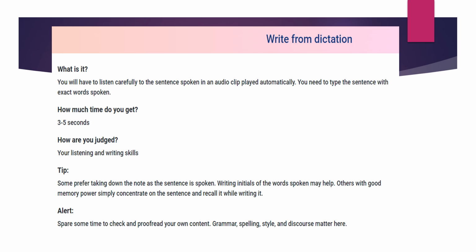And the tip is that some prefer taking down notes as the sentence is spoken. So writing initials of the words spoken may help. Others with good memory power simply concentrate on the sentence and recall it while writing it. So it is better to concentrate and listen to the audio recording instead of writing it down, because most of the time when we write, we skip, or most of the important information is removed from our mind at that time.